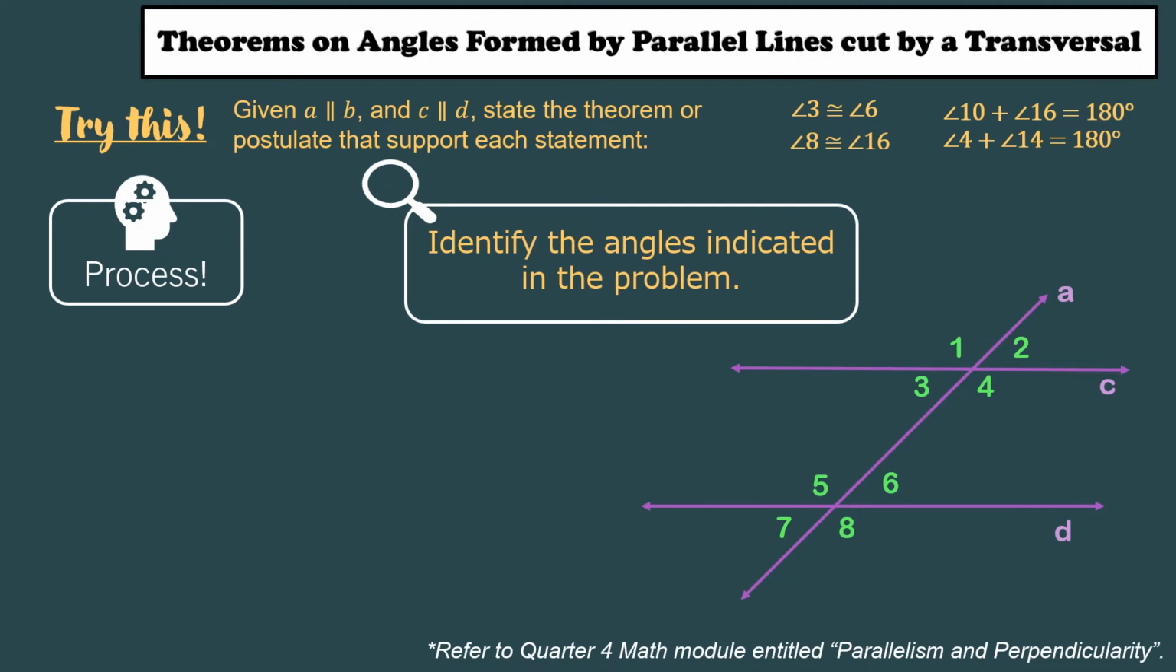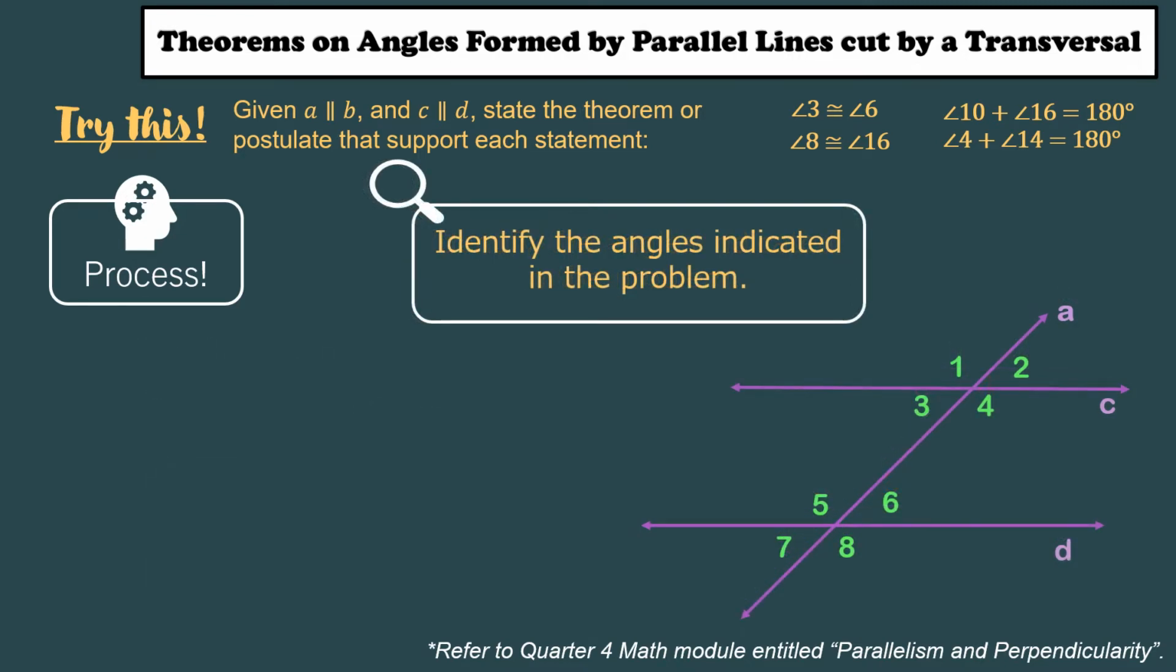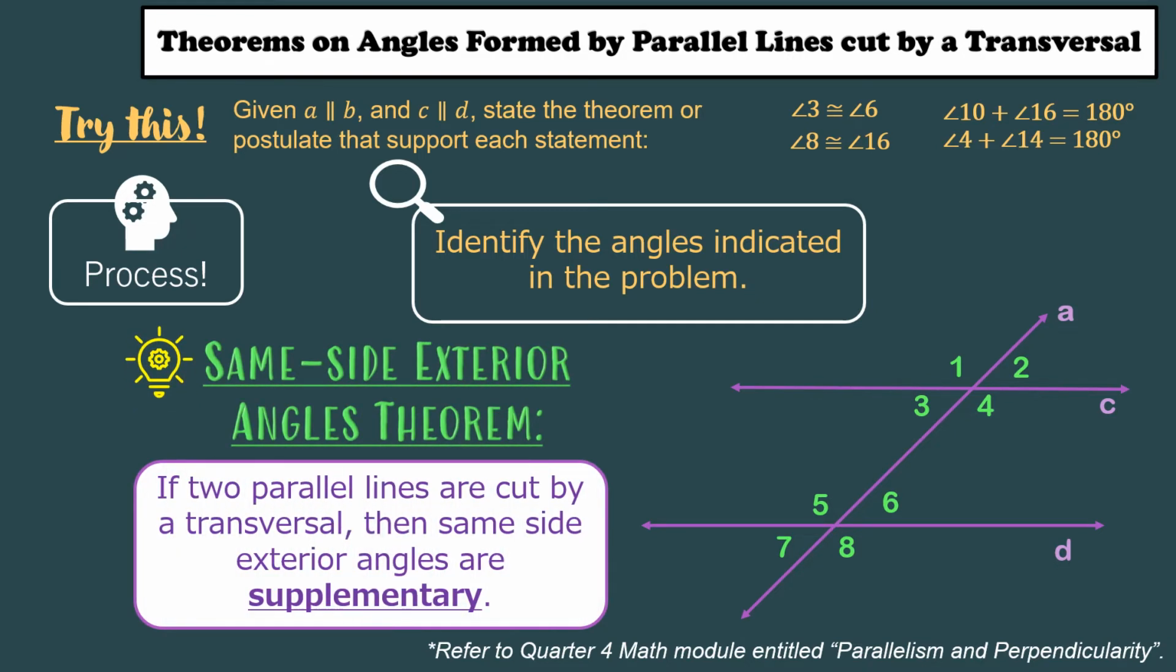If the angles given in the problem are same-side interior angles, then we can use the same-side interior angles theorem to prove that the angles are supplementary to each other, meaning the sum of their measures equal to 180 degrees. Finally, if the angles given in the problem are same-side exterior angles, then we can use the same-side exterior angles theorem to prove that they are supplementary.